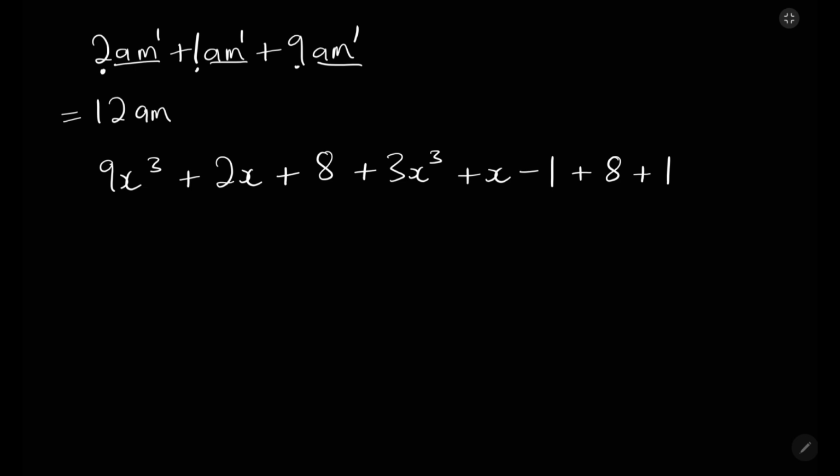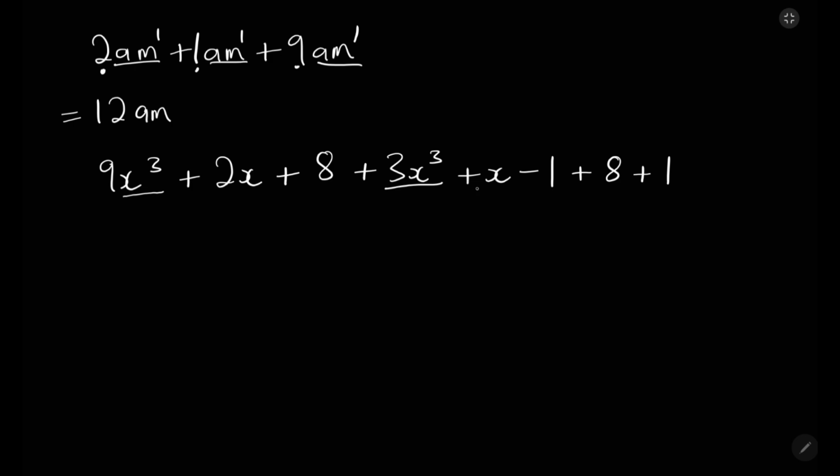Let's try 9x to the power 3 plus 2x plus 8 plus 3x to the power 3 plus x minus 1 plus 8 plus 1. Let's check for our like terms. In the first term, we have 9x to the power 3. Do we have another x to the power 3? We have 2x, not a like term, plus 8, not a like term, plus 3x to the power 3. That is a like term, because it's similar to 9x to the power 3.